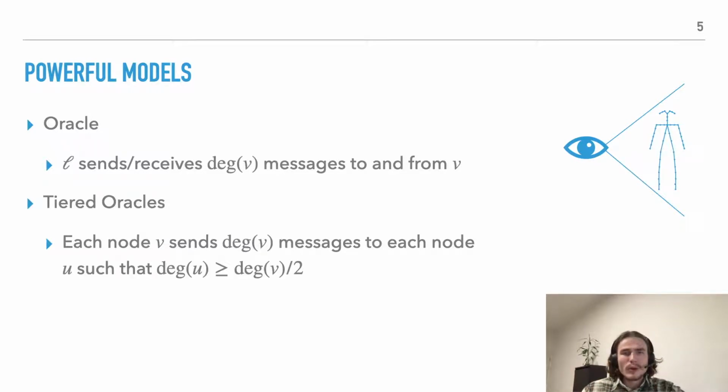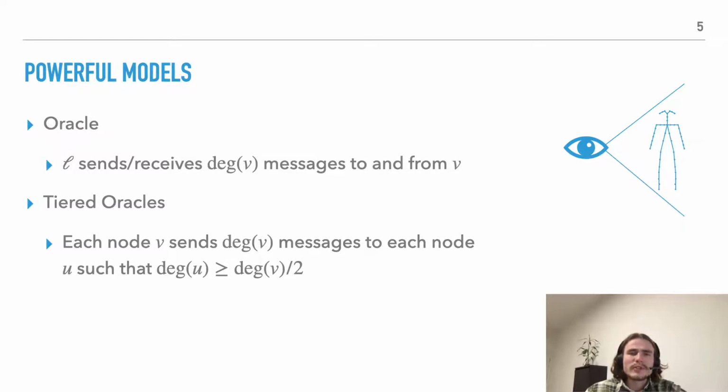And another model we introduced is tiered oracles. There, basically, each node can send the set of deg(v) messages to all nodes with a higher degree. This allows us to bin nodes into bins according to degree and learn by the nodes from higher degrees the entire graphs of the lower degrees.